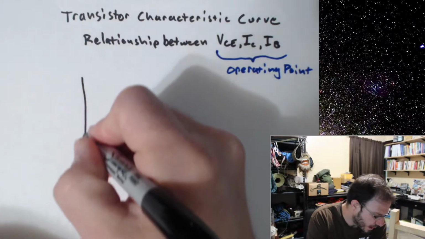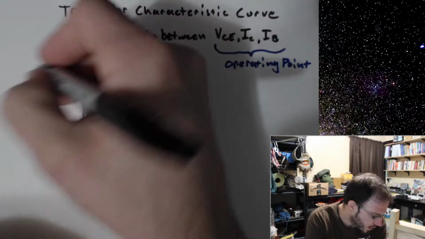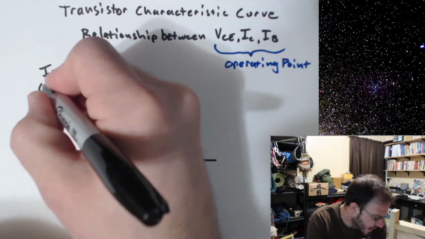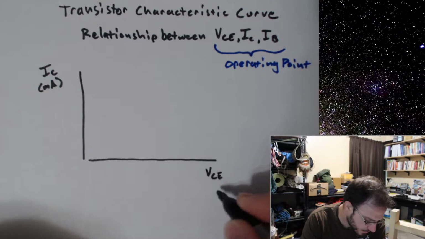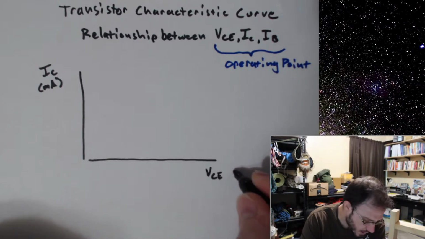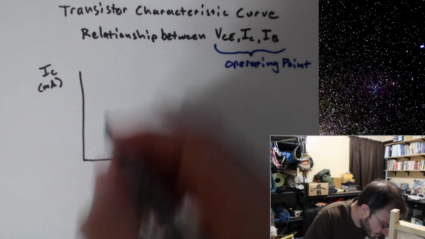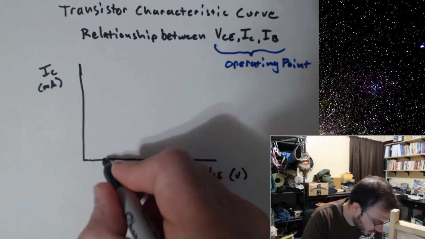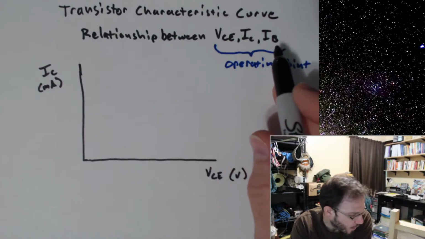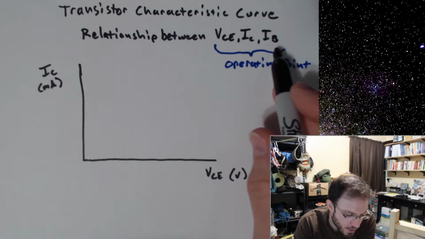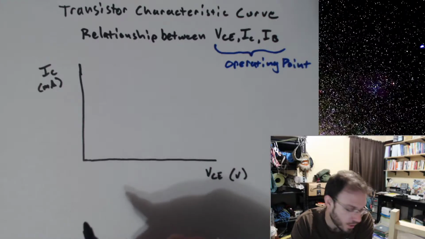So if I try to draw this in here, we're going to put IC along the y-axis in milliamps, and VCE along the x-axis in volts. We still need to refer to the base current. The way we're going to do this is keep the base current constant for any one of these curves, so we're going to show multiple curves along this graph.